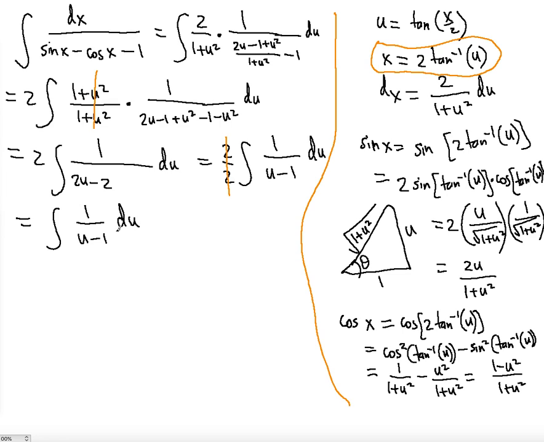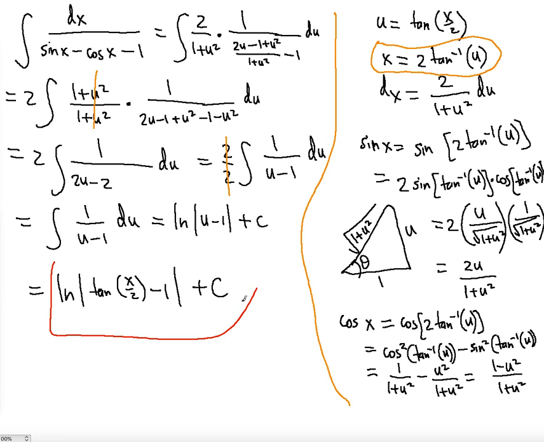So now this is easy. v is u minus 1, dv is just 1, nothing changes, no other numbers, you're looking at ln. So ln of absolute value u minus 1 plus a constant. Switching back to x, we get ln of absolute value, u is tangent, so tangent of x over 2 minus 1, don't forget absolute value closed, plus a constant. And so this is your resulting antiderivative. I hope this was a lot of fun. Thanks for watching, and see you in the next video.